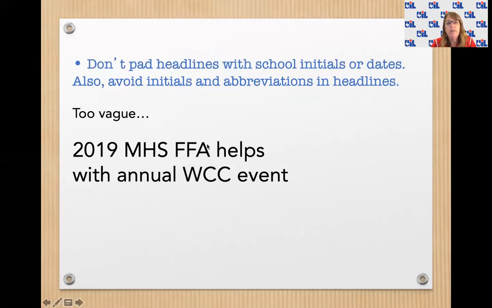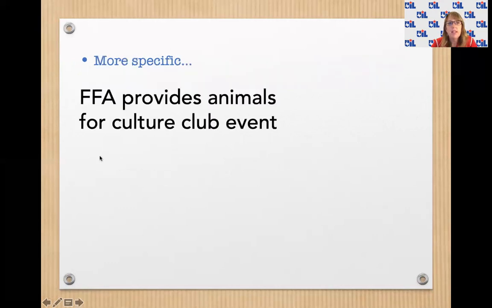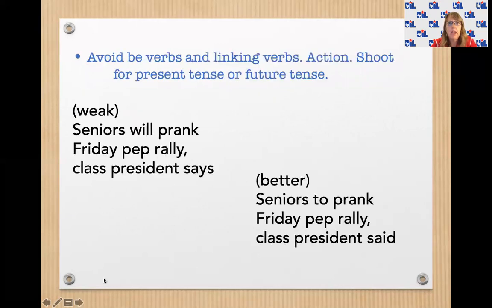We want to avoid a lot of dates, initials, acronyms and abbreviations in our headlines. So: 2019 MHS FFA helps with annual WCC event. We really have no idea what's going on there, and it's really vague. It's not telling us much. So this is a much better headline: FFA provides animals for cultural club event. Much more specific. We understand what's going on. We're not guessing what those acronyms are. That's what we want to see in a headline.